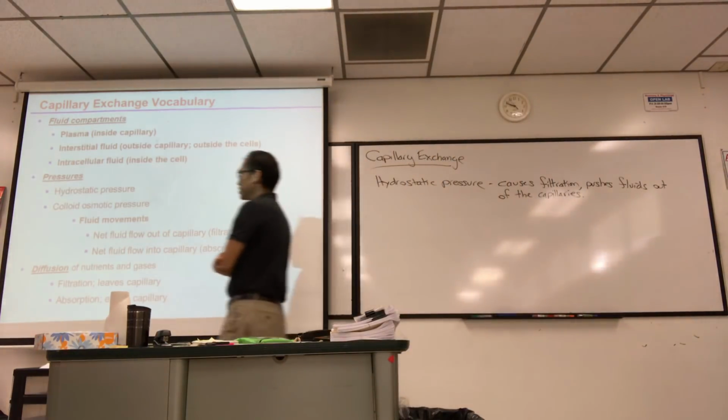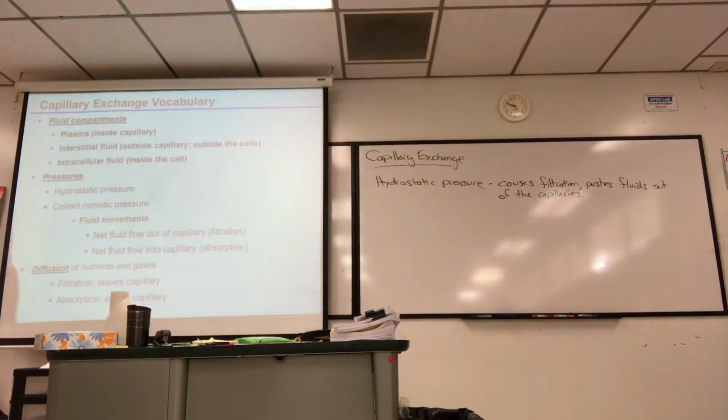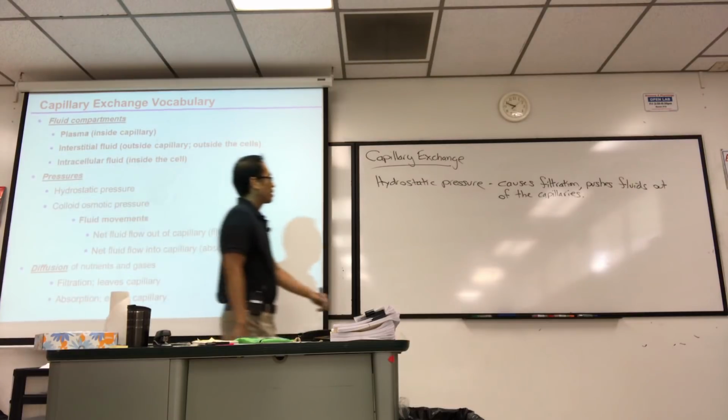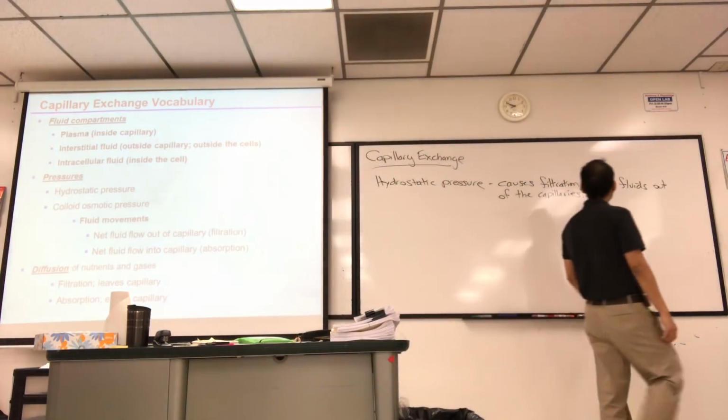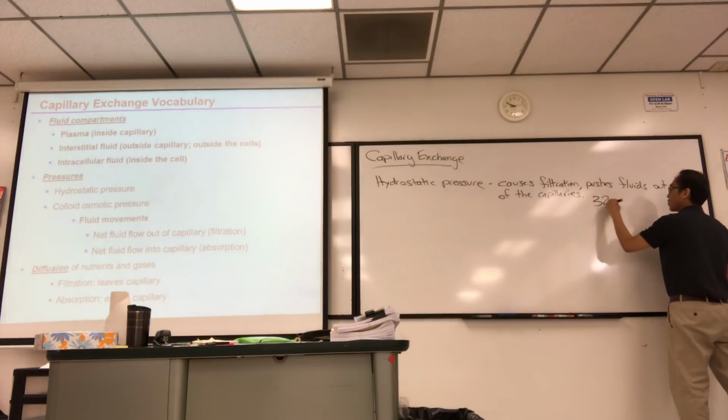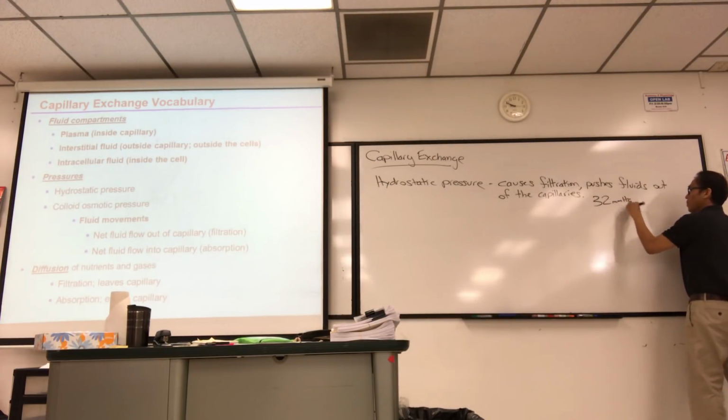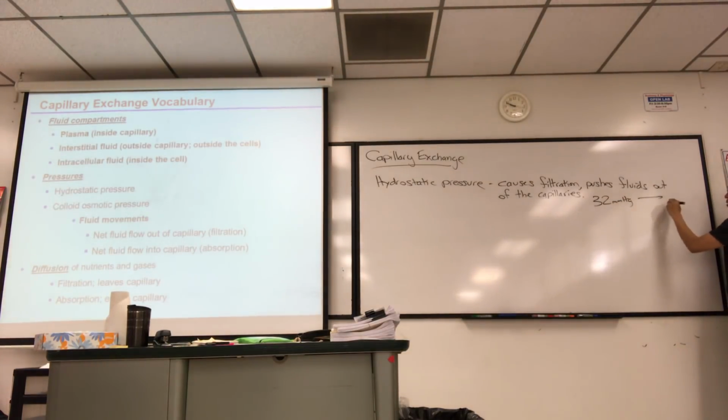And this pressure changes from one end of a capillary to another. It drops as it flows across a capillary. Maybe at one end of a capillary, pressure's higher, 32 millimeters of mercury. By the time you get to the end of the capillary, because you've pushed fluids out, the pressure drops to something like 15. Something like that. There's a range.